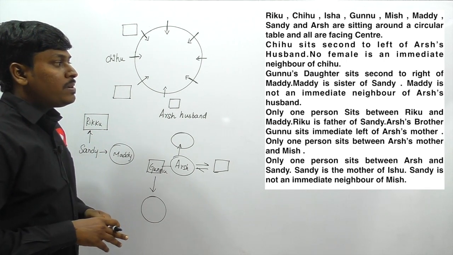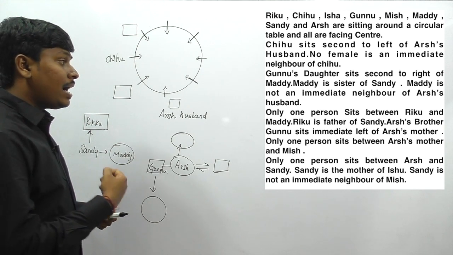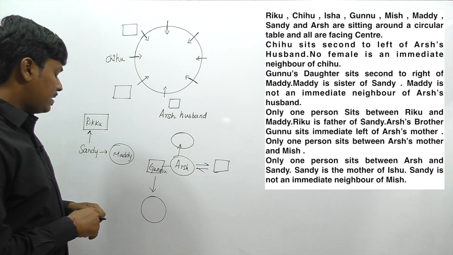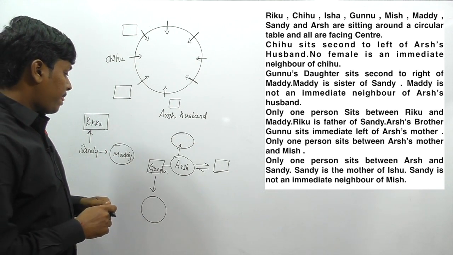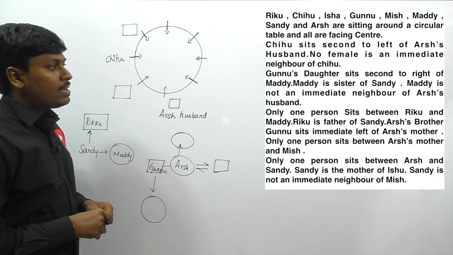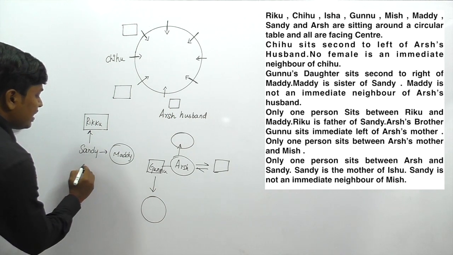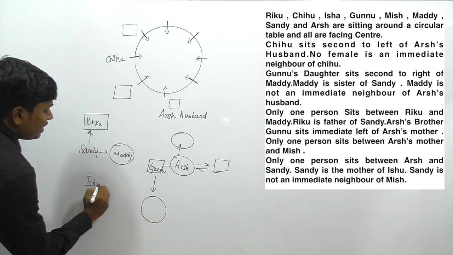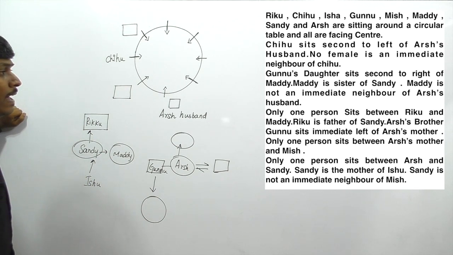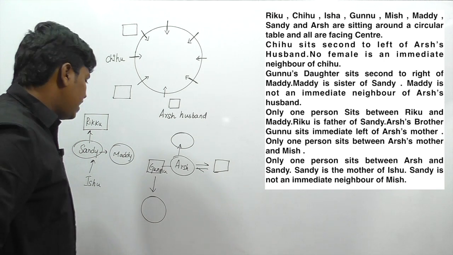Only one person sits between Ash's mother and Mish. So friends, only one person sits between Ash's mother and Mish, right? We don't know who is Mish and Ash's mother. Okay, next point. Only one person sits between Ash and Sandy. Sandy is a mother of Issue. So Issue's mother is Sandy. If Issue's mother is Sandy, then Sandy should be a female person, right? And the last line, Sandy is not an immediate neighbor of Mish.